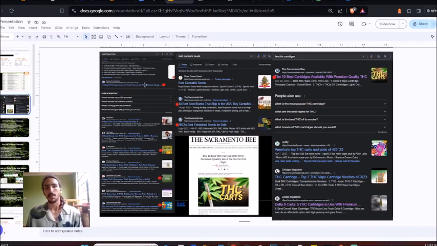For best THC gummies, you can see these red dots right here. These are articles that were ranked at the time of these screenshots. Best marijuana seeds have the number two and number three spot. Best THC cartridges, number one spot.